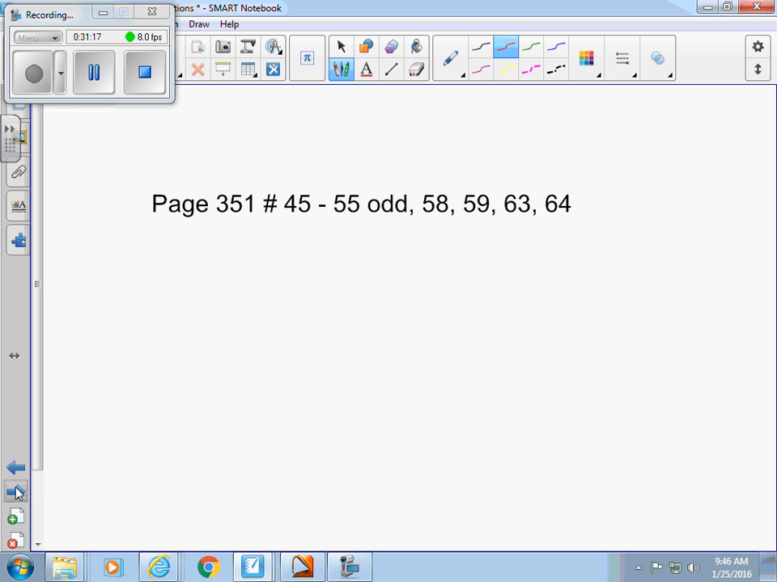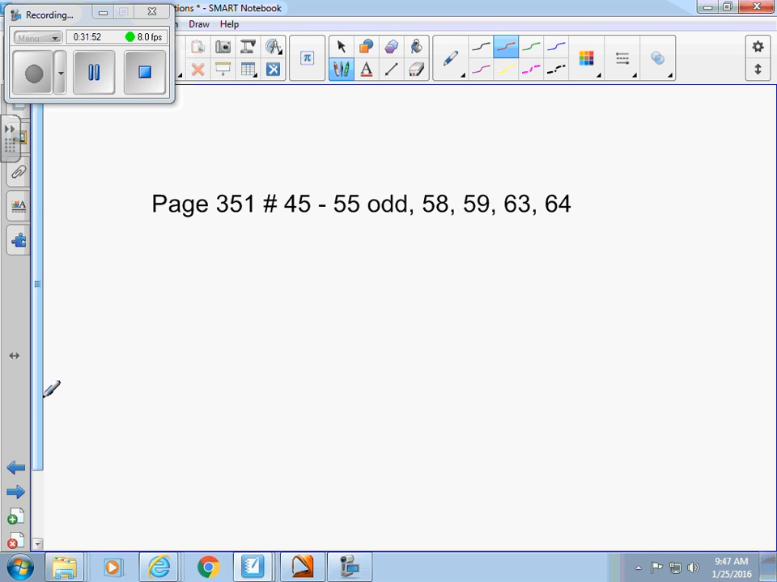I have one more problem to do. I think we'll have plenty of time, but just in case. 45 through 55 odd. What does that mean? Those are in the back of the book. Now, every time I assign odds, there is the temptation to just go write all the answers down. Will I ever know? Probably not until the test, and then it will glaringly be obvious, because you will fail. So don't do that. That would be stupid.